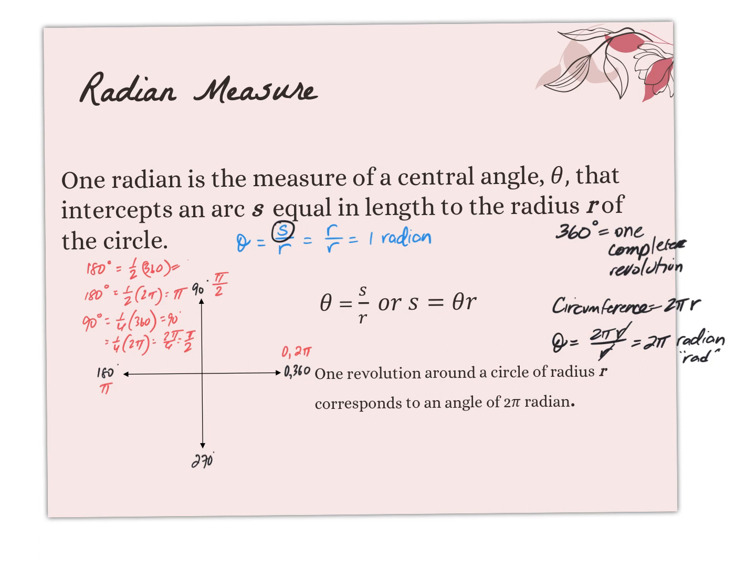And lastly, I'll try the 270. If I do 270 degrees, I know that I get that from doing 3/4 of 360 degrees. That's how I get 270. So if I want 270 degrees in radians, it's 3/4 of 1 complete revolution, which is 2 pi. So it's 6 pi over 4 or 3 pi over 2. So again, this is in radians.